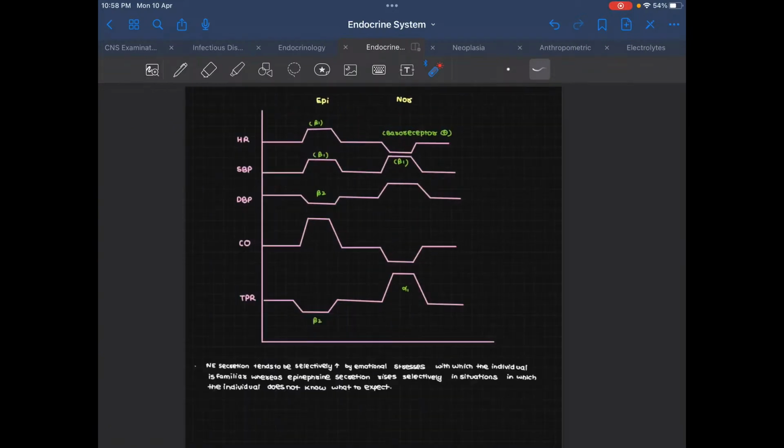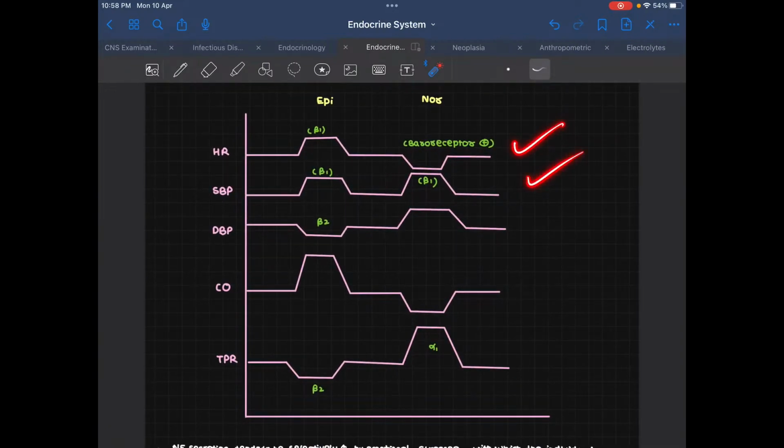Right. So these are the different effects that you can see on heart rate, systolic blood pressure, diastolic blood pressure, cardiac output, and your total peripheral resistance, on the basis of which receptors it predominantly acts on, right?